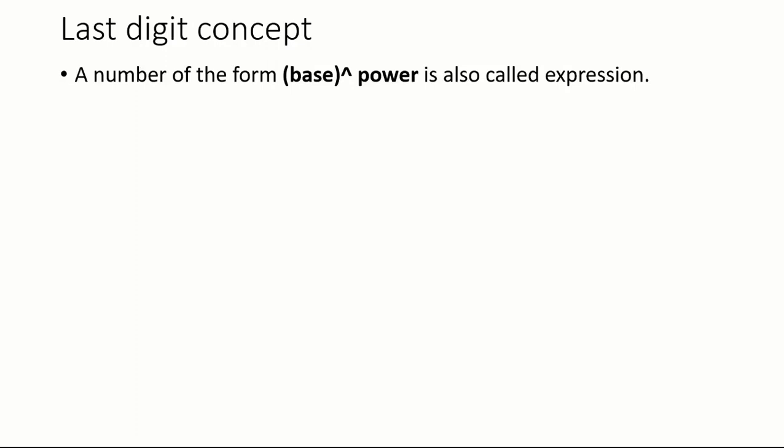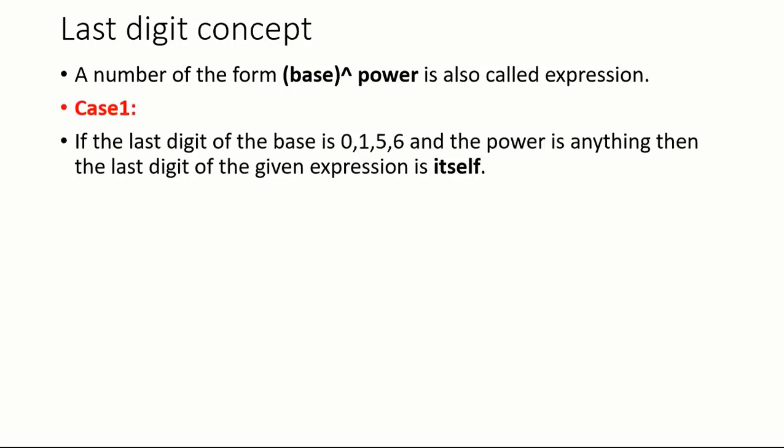Just now we have learned that a number of the form base to the power is called an expression. Now case 1: if the last digit of the base is 0 or 1 or 5 or 6 and the power is anything, then the last digit of the given expression is itself.